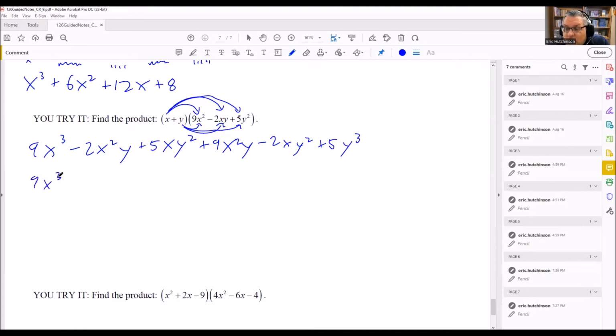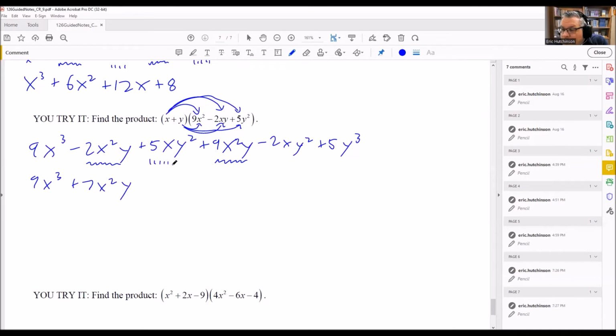So we have 9x cubed. And then now we want to look for the like terms. Now remember, the like terms, they have to be the same variable and the same power on there as well. So x squared y, we have an x squared y here. We have another x squared y there. Those are like terms. Negative 2 plus 9 is a 7x squared y.